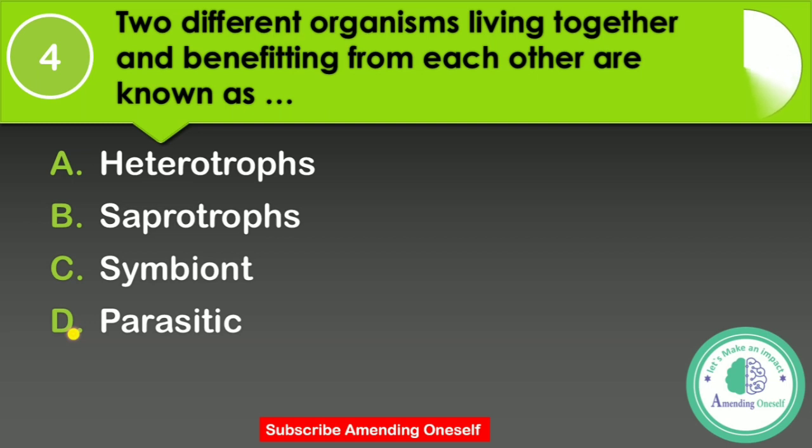I repeat the question. Question number 4. Two different organisms living together and benefiting from each other are known as option A, heterotrophs, option B, saprotrophs, option C, symbiont, or option D, parasitic. 10 seconds left. Time's up.